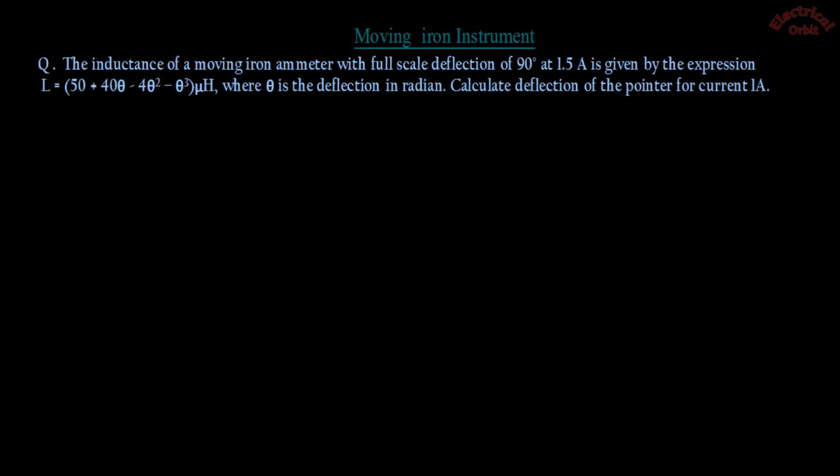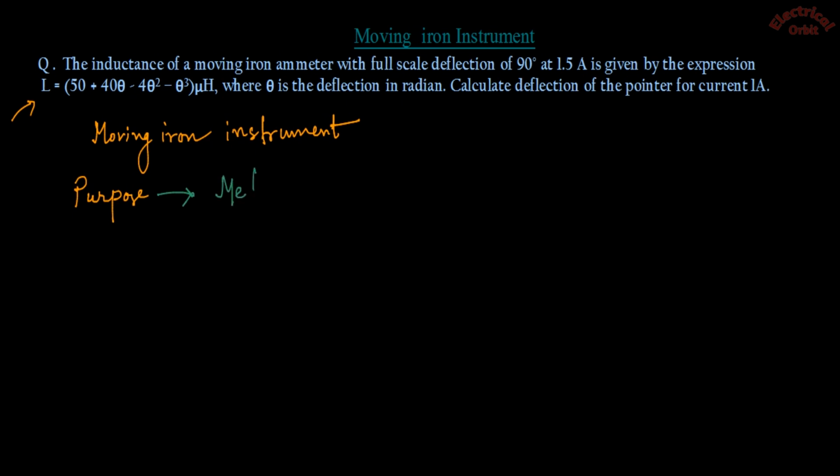Here we are going to understand the concept of moving iron instrument. We have got a problem here, but before going to the problem, first we look at some basic concepts of moving iron instrument. Now, what is the purpose of using moving iron instrument? As we have discussed in our PMMC instrument, the purpose remains the same, as it is used in some types of meters like ammeters and voltmeters. This kind of meter is made using the moving iron instrument.